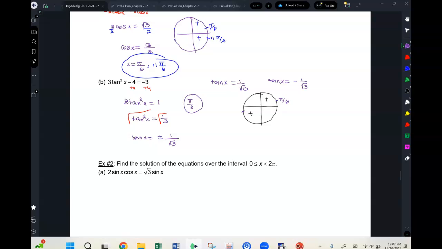Rowan, I'm going to go to you. What would be the equivalent of pi over 6 here? 7 pi over 6, good. So I have pi over 6, 7 pi over 6. Now I need the two negative quadrants, here and here. Positive. 5 pi over 6, 11 pi over 6.